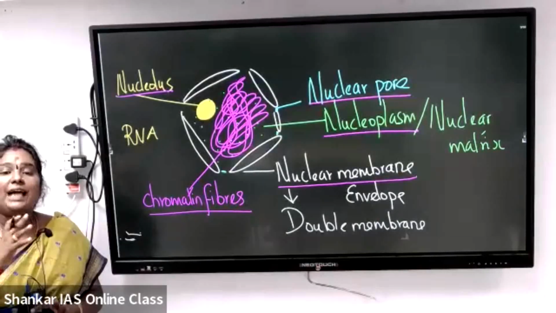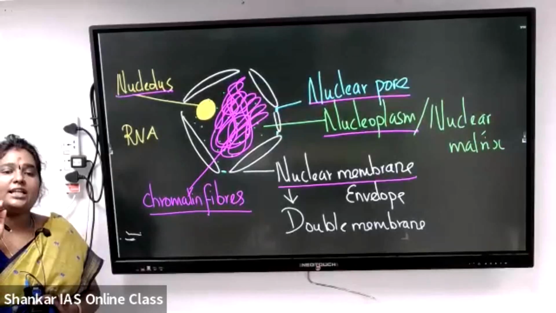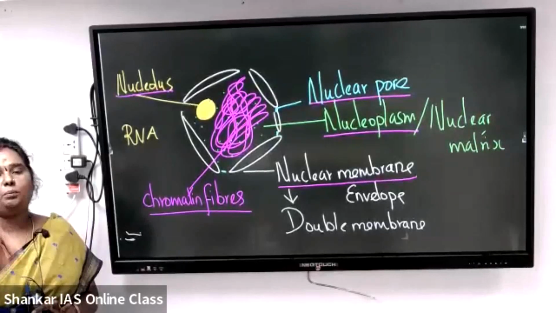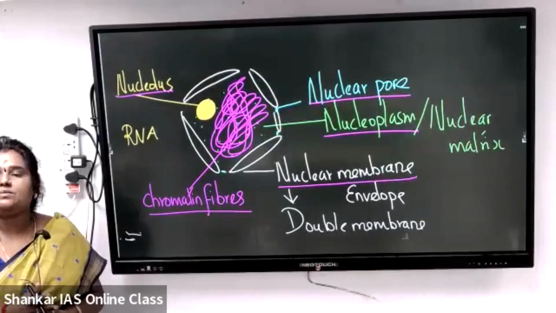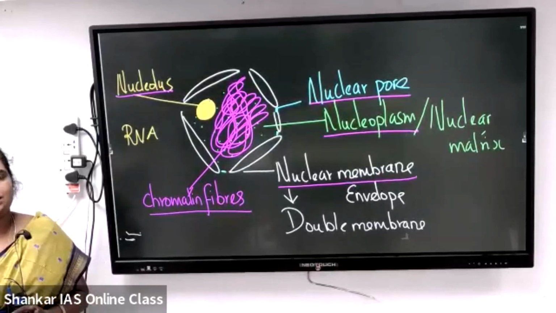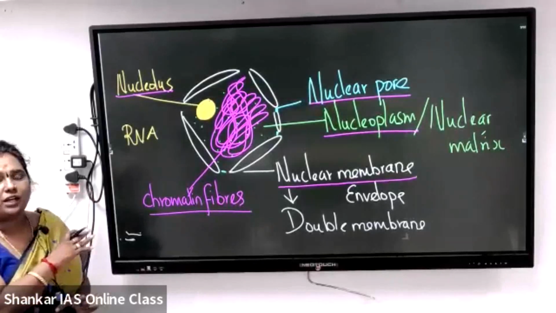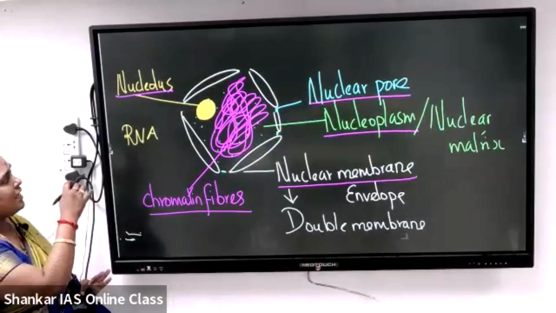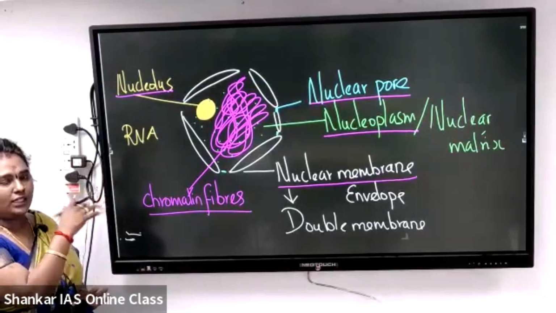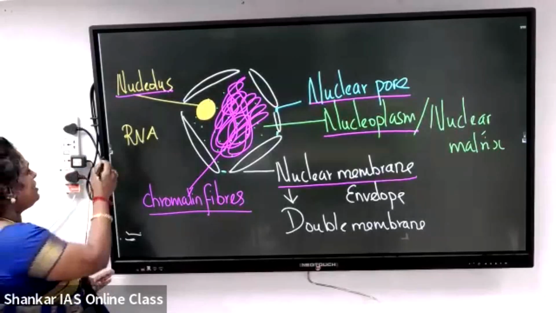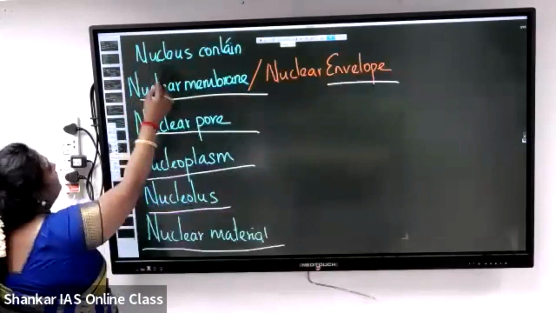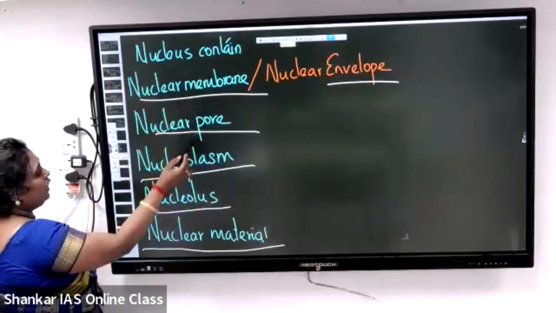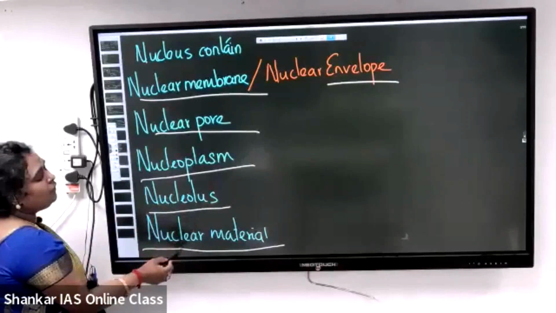All the threads are tangled together and deposited in the nucleoplasm, so we call it chromatin fibers. So this is the entire structure of the nucleus. As you could have seen in the above slide, I have given some names like nucleus, nucleolus, nuclear membrane, nuclear pore, nucleoplasm, and nuclear material.